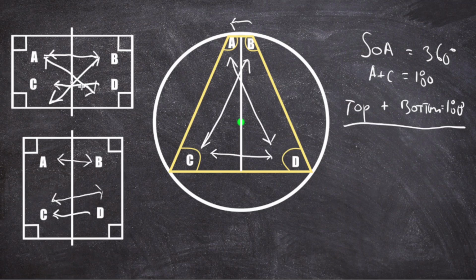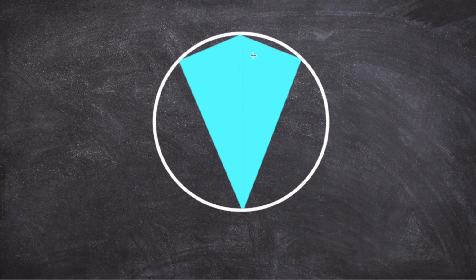It doesn't matter which side of the symmetry they're on. This is the top, this is the bottom, that's the top, that's the bottom, and they add up to 180 degrees. And that's a way in which all of these quadrilaterals are similar and why we can easily prove that they are cyclic. The final quadrilateral we're going to deal with is this one.